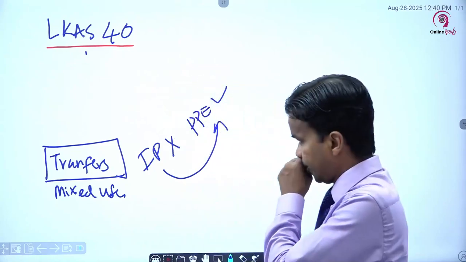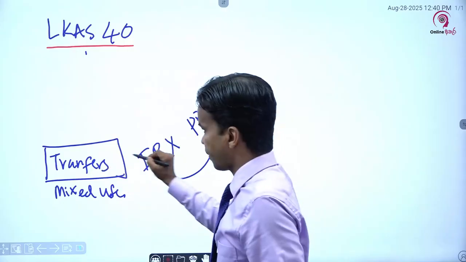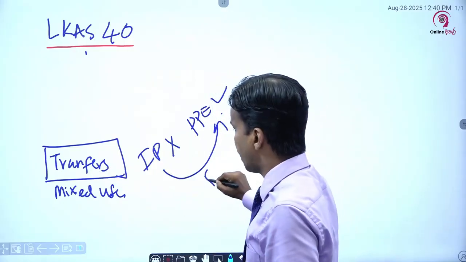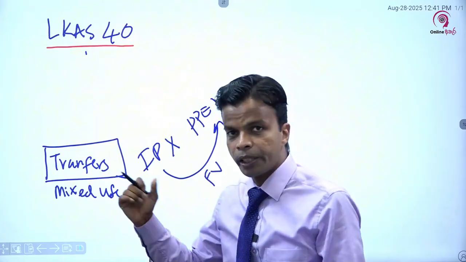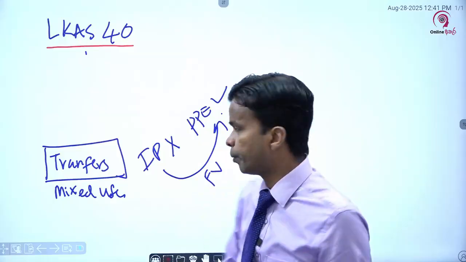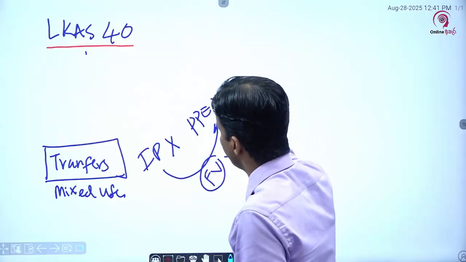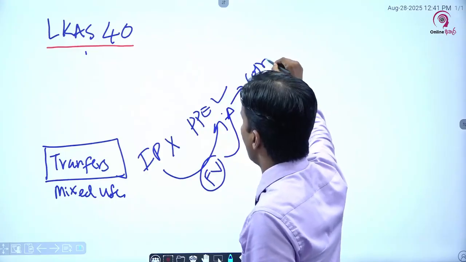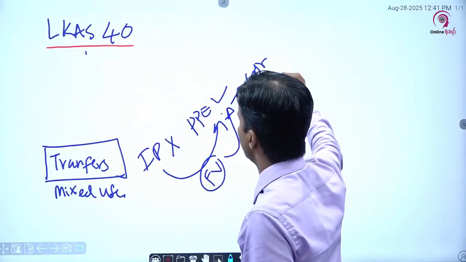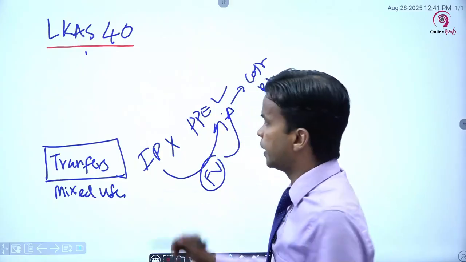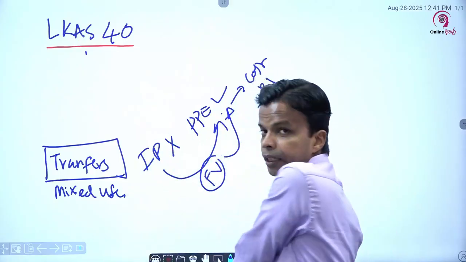So what does the standard say? When there is a transfer from investment property to PP&E, first do the fair value, and the fair value gain or loss you charge to P&L, like what you have done for investment property. And this fair value should be taken to PP&E, and under PP&E you can go with either the revaluation model or the cost model, right? That is IP to PP&E.